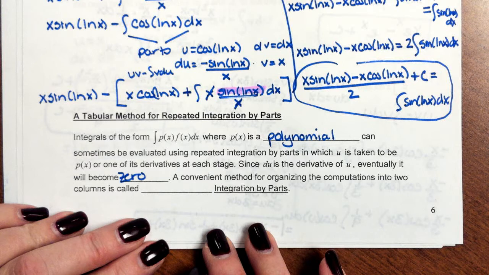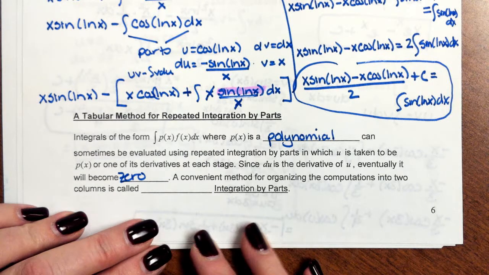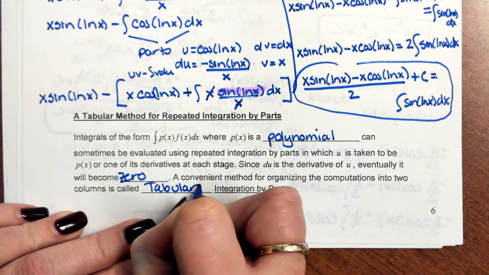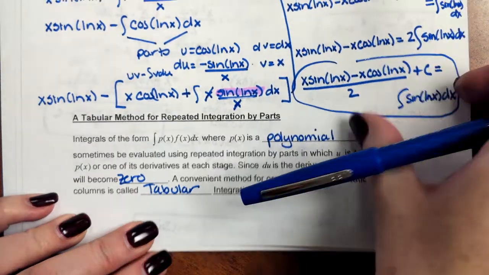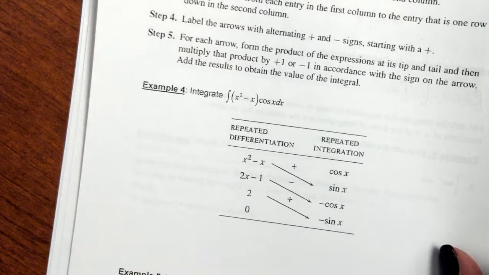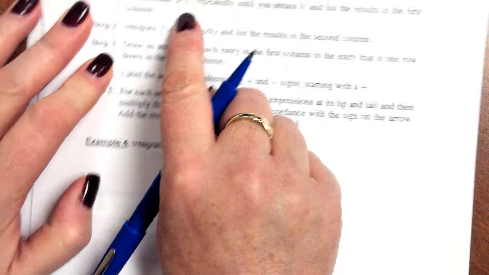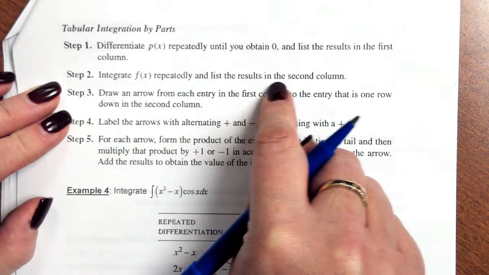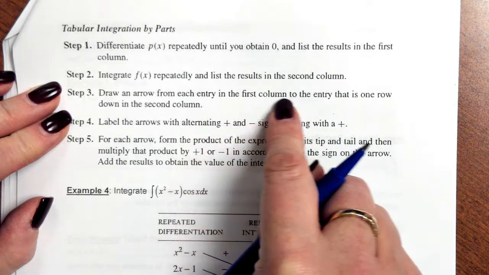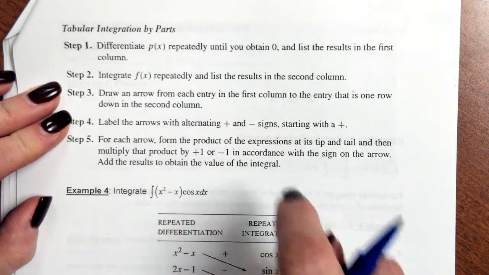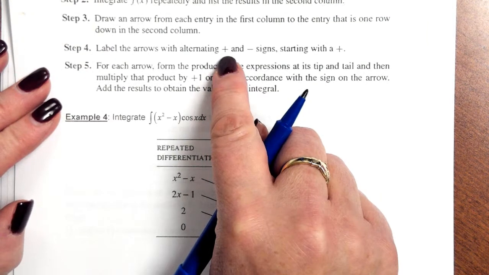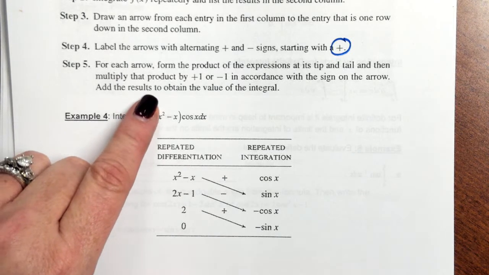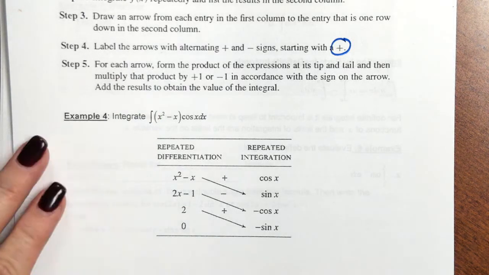The tabular method makes it a little bit quicker when you'd have to do parts over and over again in a problem. So a convenient method for organizing this is called tabular integration by parts. So the way this works is, first of all, whatever function is your polynomial, we're going to differentiate until you get a 0. And then you're going to integrate the other function in the second column. And then you're going to draw an arrow from the first column to an entry in the second column, but one row down. You're going to label your arrows with an alternating positive and negative, starting with a plus sign. And again, what you're going to do is you're going to then start multiplying and adding the different terms together.